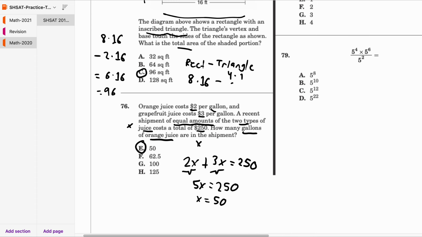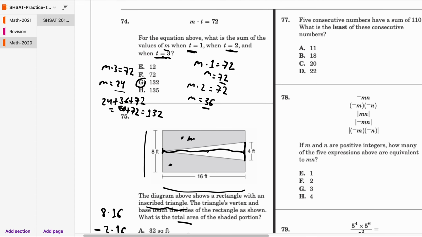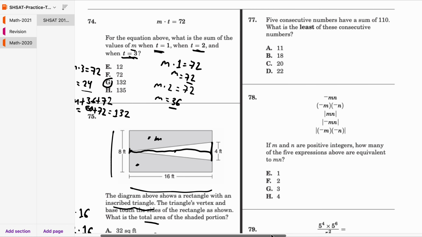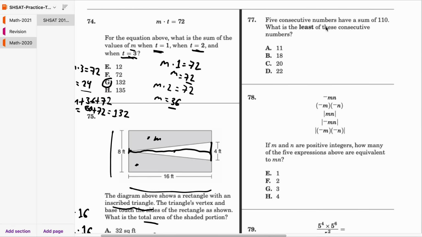Okay, so if we move on to 77, so we're being told that, here, let me shift it over a bit. 5 consecutive numbers have a sum of 110, and we want to know what the least of these consecutive numbers is.